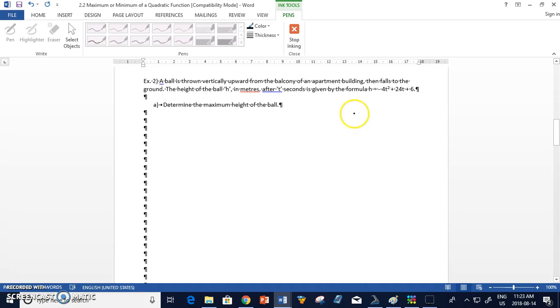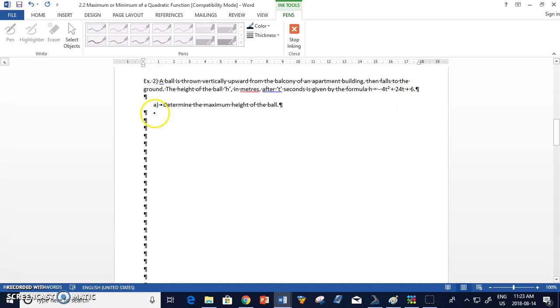A ball is thrown vertically upward from the balcony of an apartment building, then falls to the ground. The height of the ball, h, in meters after t seconds is given by the formula h equals negative 4t squared plus 24t plus 6.